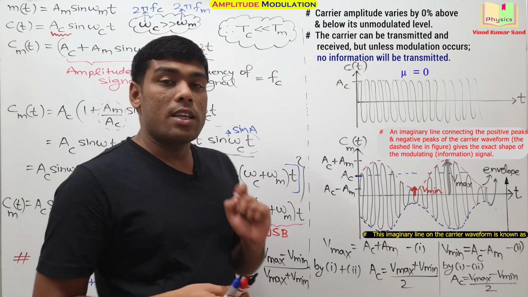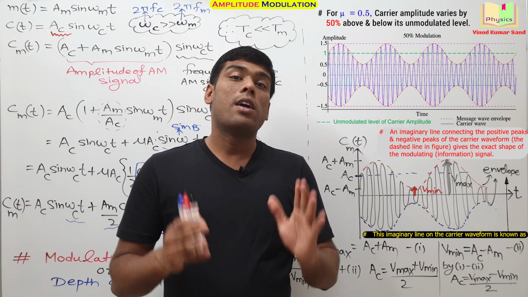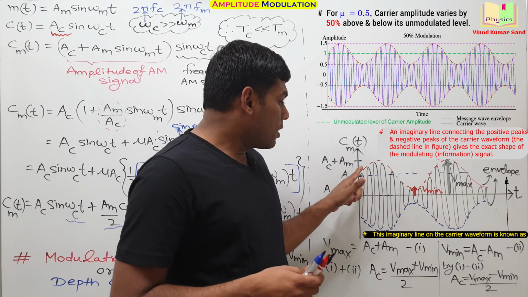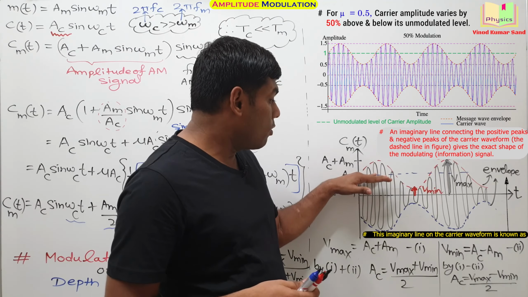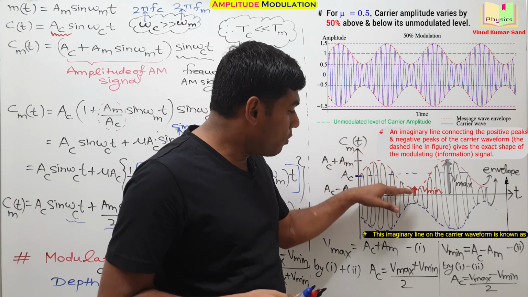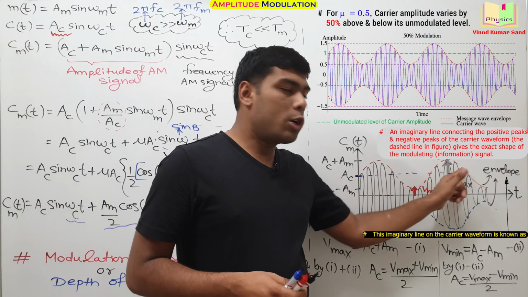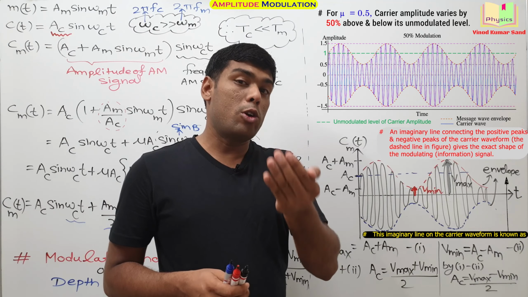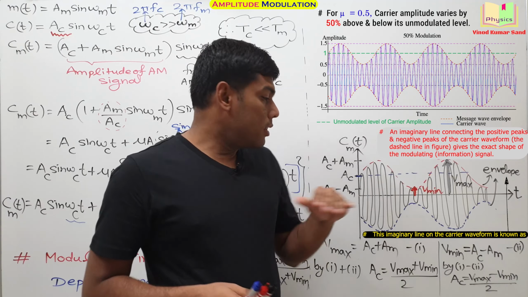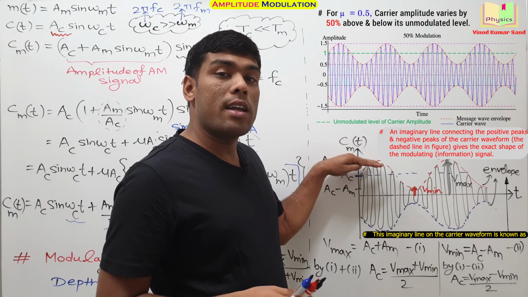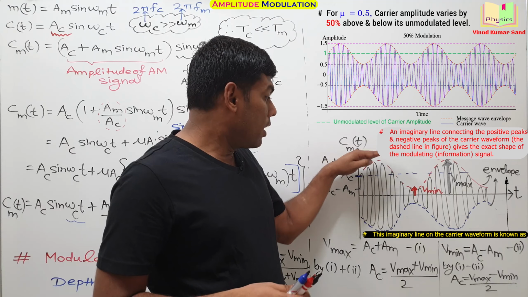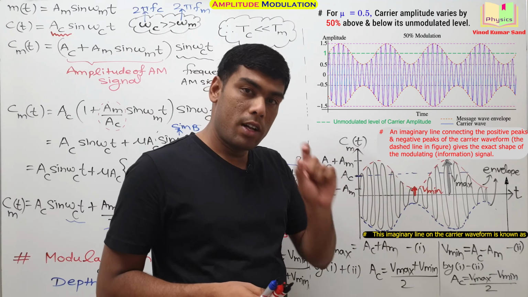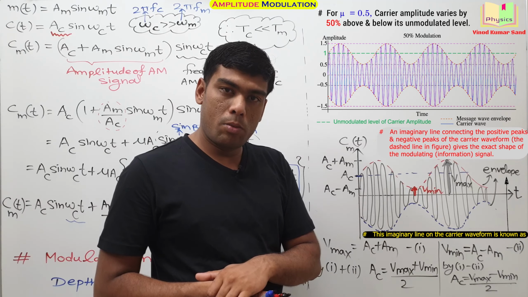Then we take up another case. Mu equal to 0.5 means 50% modulation. For 50% modulation, the amplitude of the carrier varies 50% above and 50% below its unmodulated level. Suppose the amplitude of the unmodulated carrier is 1, then 50% above means the carrier amplitude will go up to 1.5, and 50% below means the carrier amplitude will drop to 0.5. That is the meaning of 50% modulation.